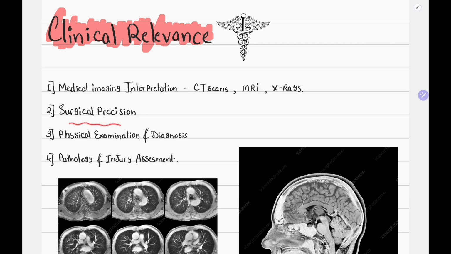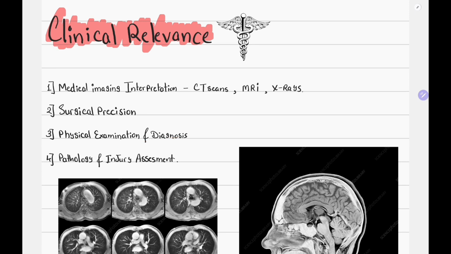Surgical precision. Surgeons rely on anatomical planes to make precise incisions. If you have attended or are going to attend your clinical rotations in surgery postings, you will see that surgeons quickly go through the planes and analyze beforehand the safety of surrounding tissue and all the necessary things which are required for a successful operation.